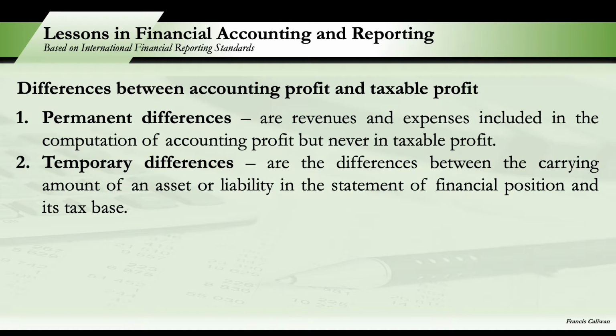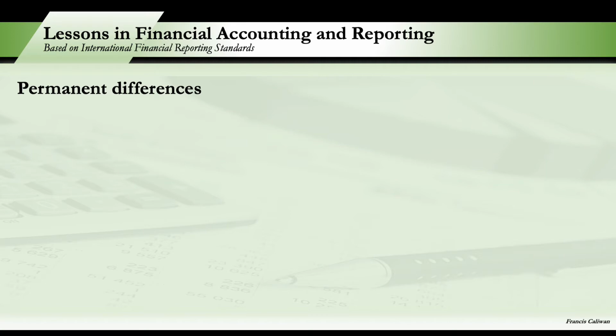Whereas temporary differences are the differences between the carrying amount of an asset or liability in the statement of financial position and its tax base. So temporary differences occur when the carrying amount of the asset and the tax base of the asset are different, or the carrying amount of liability and the tax base of liability are different. Now let's discuss in detail the types of permanent differences.